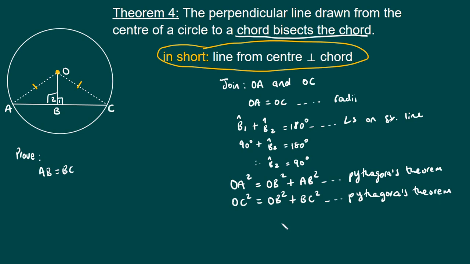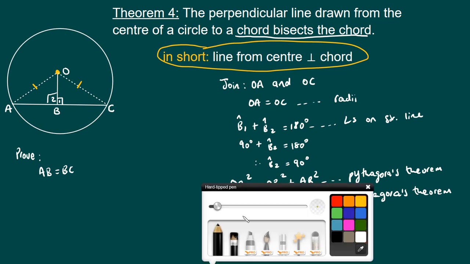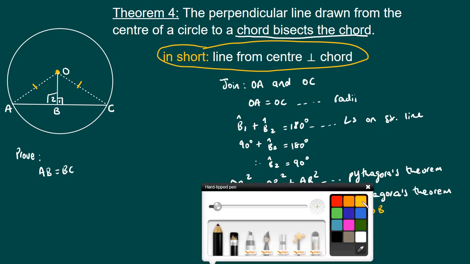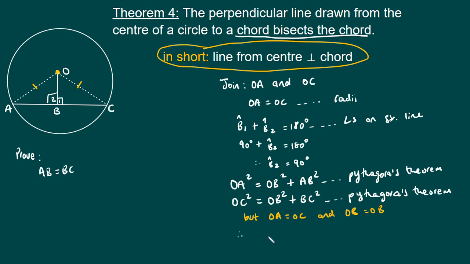Perfect. Now wait a minute. I'm going to write it here to say, but OA is equal to OC, right? OA and OC are equal, is one thing. And OB is equal to OB, meaning that OB is common. It's also OB and OB. If this and that are equal, and then this and that are also equal, that can only mean that AB squared is equal to BC squared.